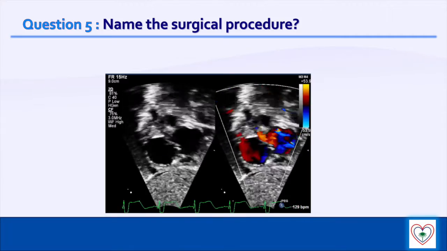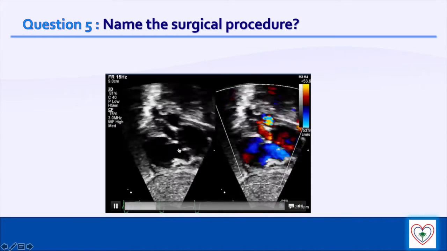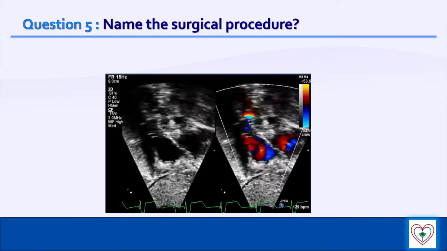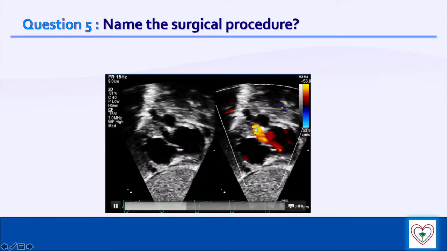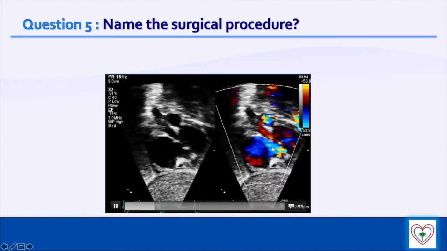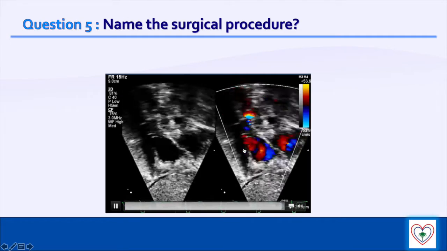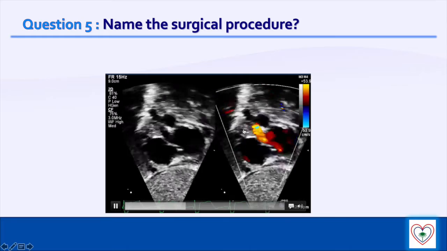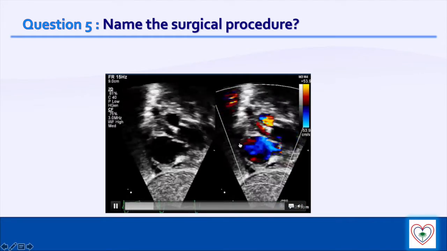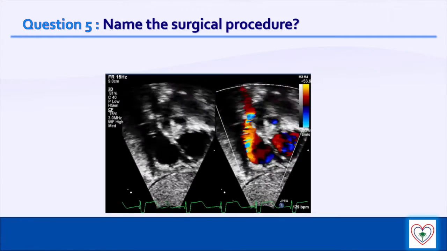So we start here showing the subcostal view, showing the left atrium and the right atrium. At the beginning of the loop, you can see the right-sided pulmonary vein is draining into the left atrium. And at the end of the loop, you can see that there is a flow acceleration from the SVC to the right atrium with obstruction. So what is the name of this surgical procedure?